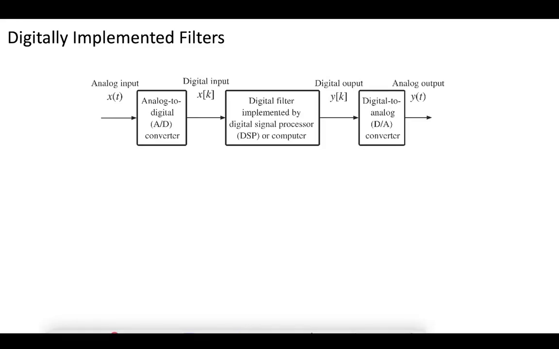Another type of realizable filter are digitally implemented filters. So with digitally implemented filters, you would take an analog input, put it through an analog to digital converter, and then you would use some kind of computer chip, some kind of other system that you can program to implement your filters in the digital domain. You'll get a digital output, and then eventually you would put it back through a digital to analog converter.